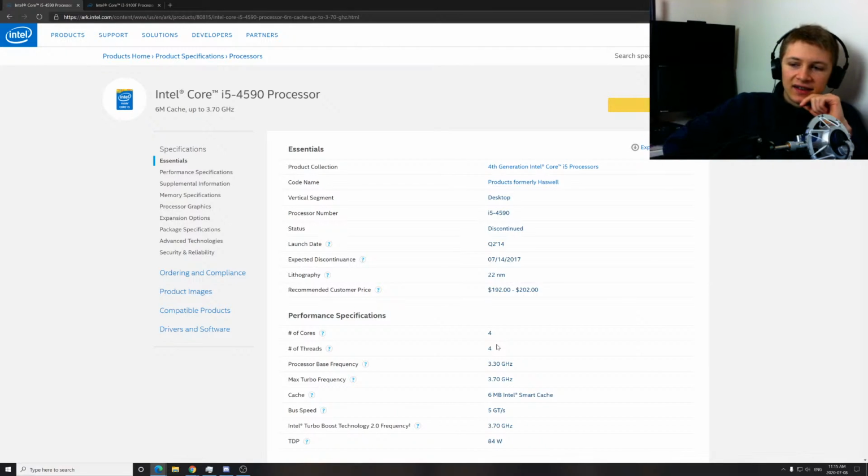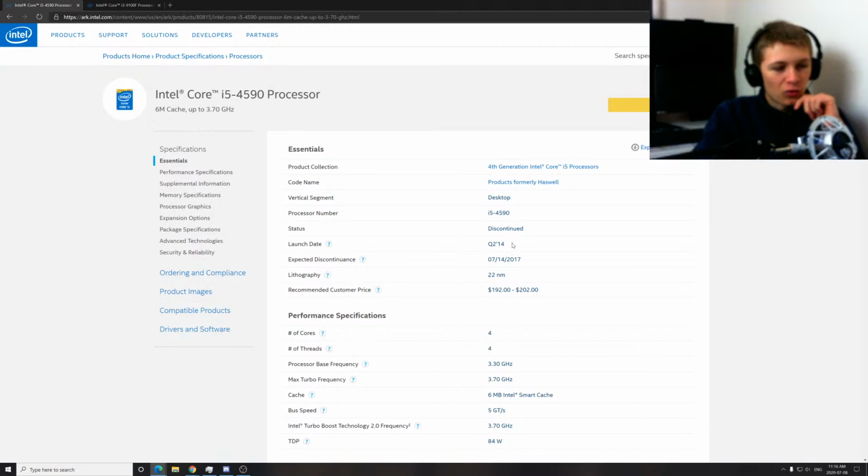Maybe it runs well for you, but I've tested a whole bunch of i5 CPUs, including the 4th gen i5. My good friend has a 4th gen i5 that he's overclocked to 4.5 gigahertz, but whenever he loads up Call of Duty Warzone, his CPU usage is always pegged at 100%, and he runs into a lot of stutter.